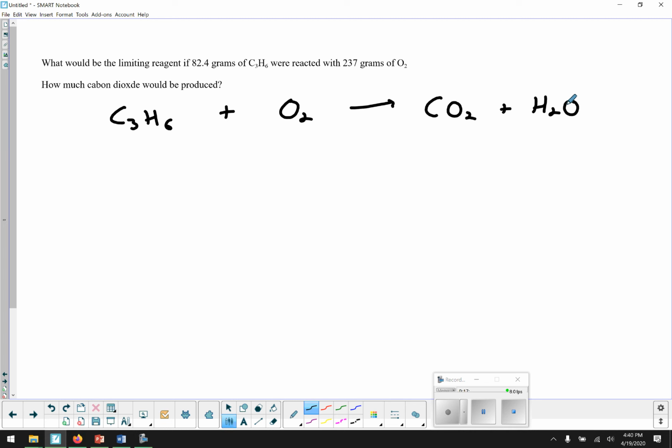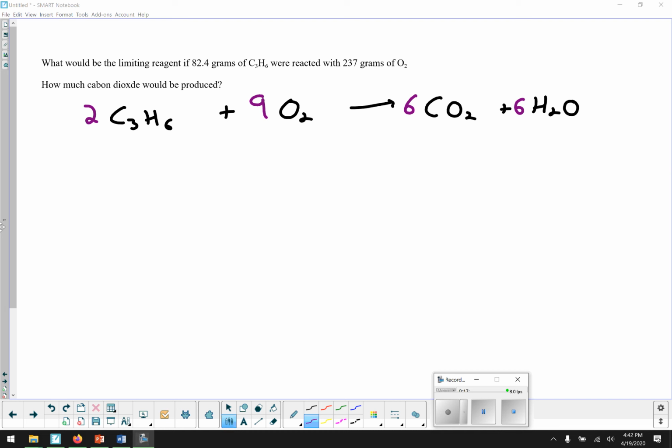And I'm not going to go through all the balancing steps because that's kind of a pain. I'm just going to balance it and come back. Okay, so I've balanced the equation. You end up with two C3H6s, which are propene. Technically, you wouldn't have to know that name. Plus 9 oxygen gases gives you 6 carbon dioxides and 6 waters. So that's your balanced equation.